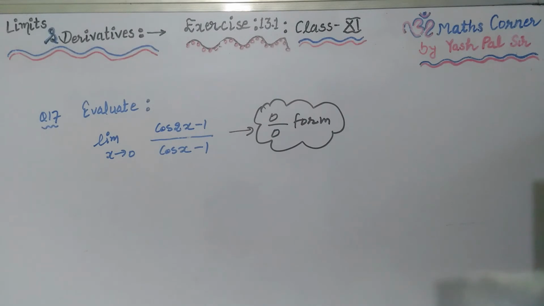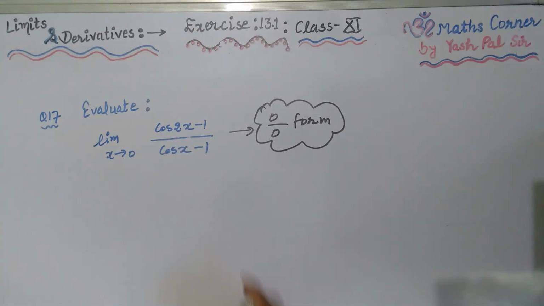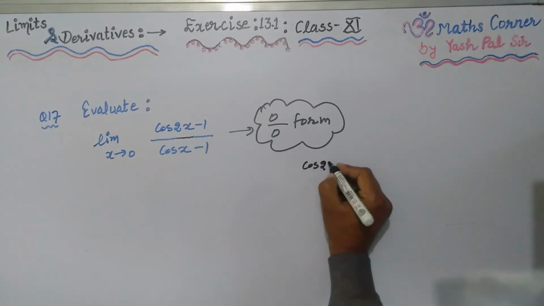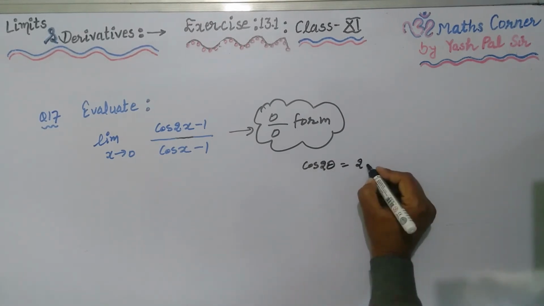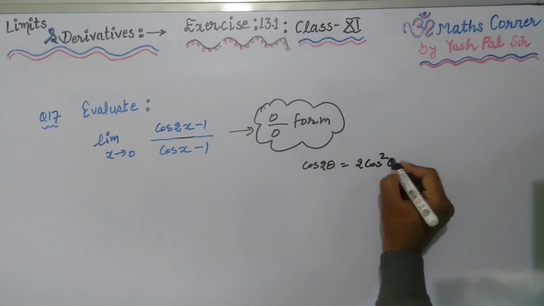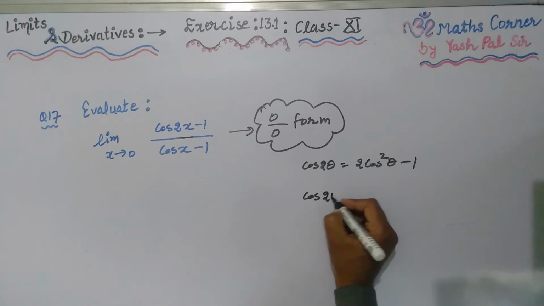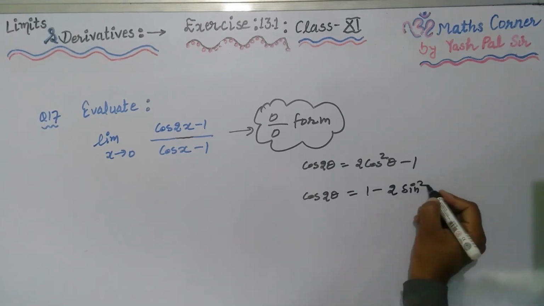The other method we have to follow. Now how can we factorize this? This is impossible because factors are not easy to make. So one other method, I know the formula cos 2 theta is equal to 2 cos square theta minus 1. One more I know, cos 2 theta we can write as 1 minus 2 sin square theta.